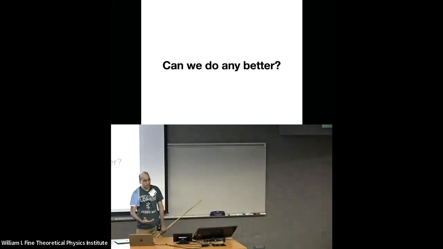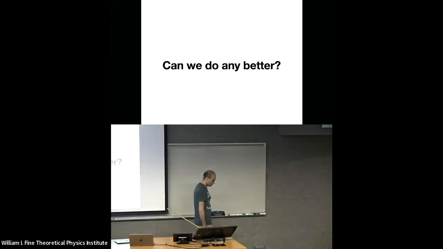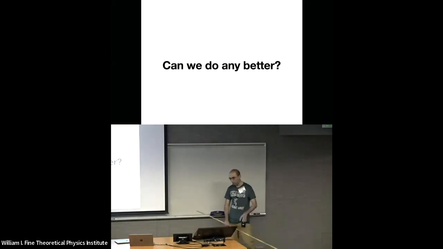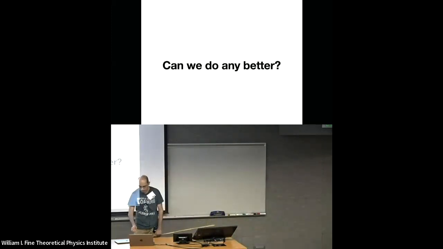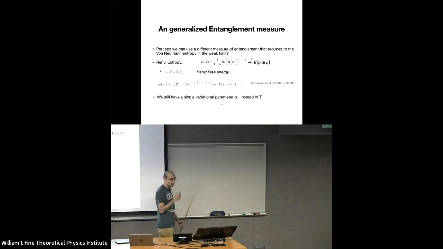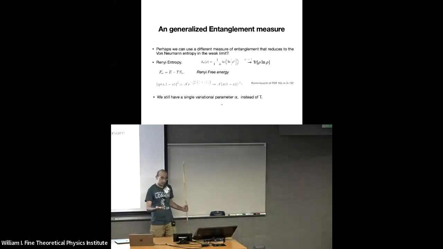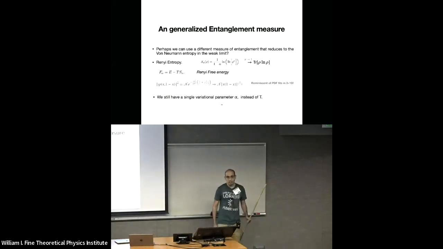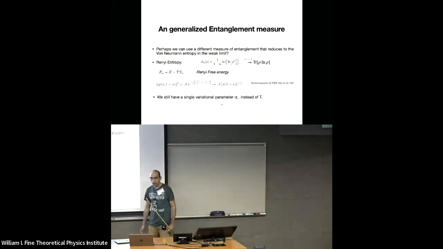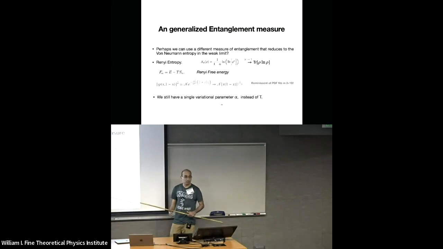Okay, so we wanted to see whether we could do any better. Obviously, our guess at a thermal description seems to work somewhat, but not too well. So we decided that maybe we could generalize our entanglement measure. The most obvious generalization we could think of was what is known as the Rényi entropy, which is a natural generalization of the von Neumann entropy, and which is a function of this parameter alpha, which we can think of as the order of the entropy, and reduces to the von Neumann entropy in the limit alpha going to 1.